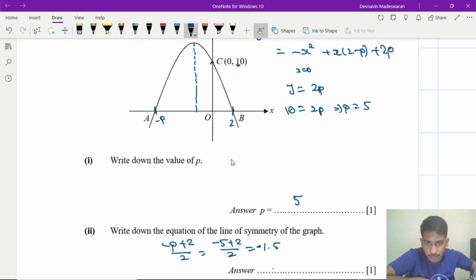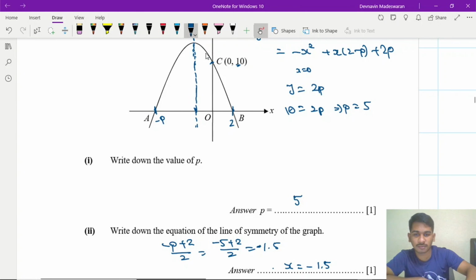What is it going to be? Is it x or y? X is always negative 1.5. Yeah, this is correct. So along the vertical line, every point has x equal to negative 1.5.